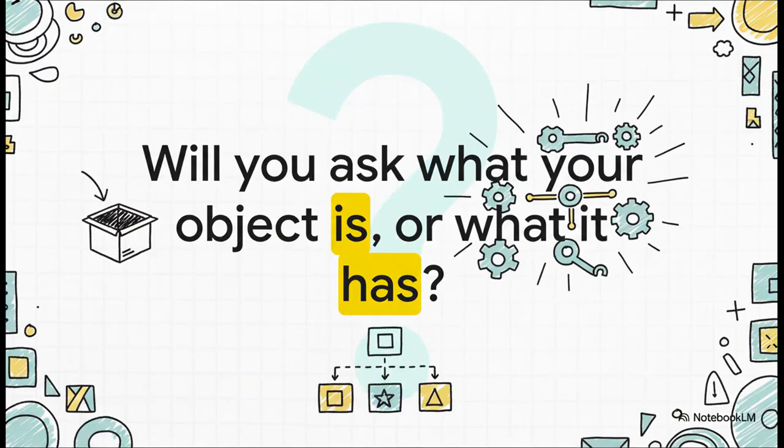So that leaves us with one final big question. The next time you sit down to write some code, are you going to ask what your object is, or are you going to ask what it has? Just shifting your default from inheritance to composition, that could be the single biggest key to unlocking simpler, more flexible, and honestly more powerful code.